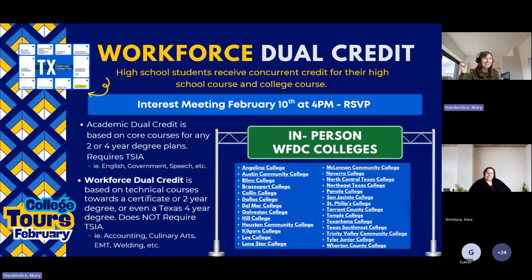And the first is workforce dual credit. This is a great option for students who want to go a step further and earn high school credit and college credit at the same time. You may have heard of academic dual credit. That's usually for classes like English, government, psychology, but workforce dual credit is different. It's focused on technical, hands-on courses. And these are things like culinary arts, EMT, cosmetology, and welding. A lot of these are more hands-on by nature.